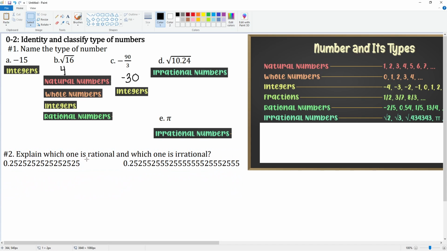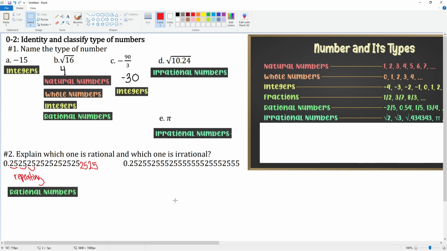What is the difference between a rational and irrational number? If you take a look at the first number here, 0.252525252525, notice that this is repeating. Okay? The fact that it's repeating, we know that this number will go 252525. Therefore, we would say it would be considered rational.